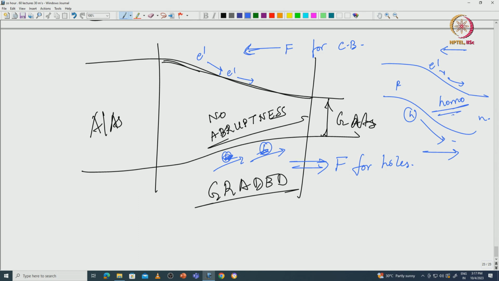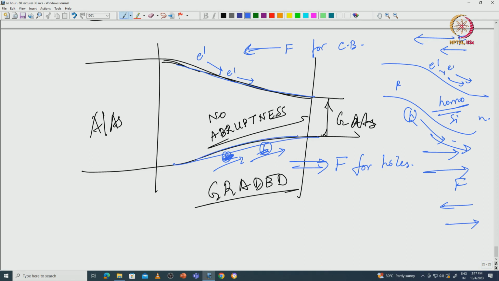In a normal homojunction of a silicon p-n diode, the electrons will roll downhill this way, so the electric field is in this direction. The hole will roll downhill like that, so the electric field for hole is in this direction. Typically the electric fields for electrons and holes are in opposite directions. But here I can actually engineer this, because the band gap is continuously decreasing like that.